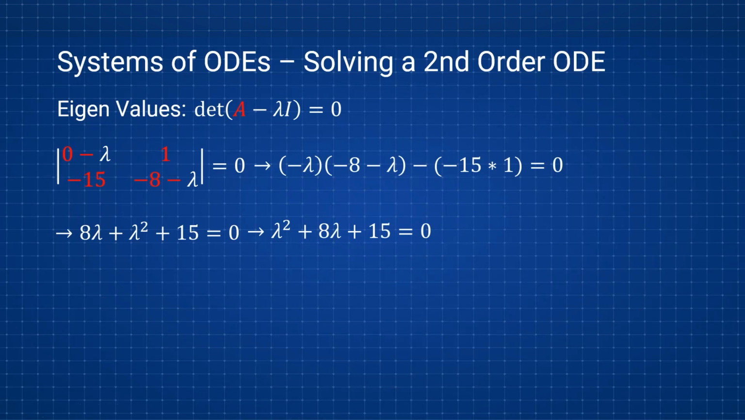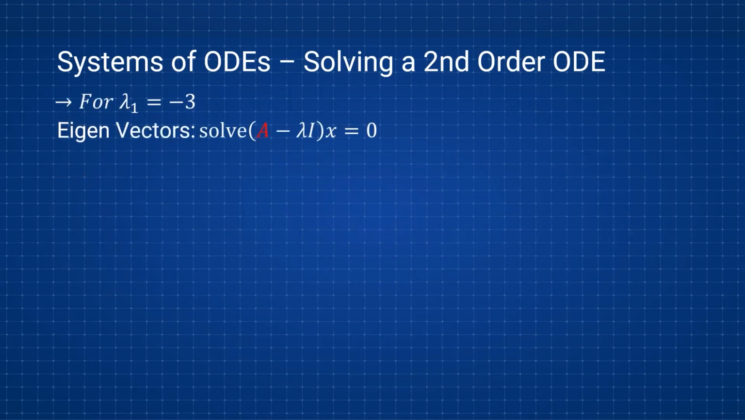Just like we did in different problems, we're going to find the roots of this equation, so we need to factor it. We get lambda plus 3 and lambda plus 5 equals 0. Solving for the lambdas, or the eigenvalues, we get negative 3 and negative 5. This is my eigenvalues. Now, for each one of these eigenvalues, I will find an eigenvector.